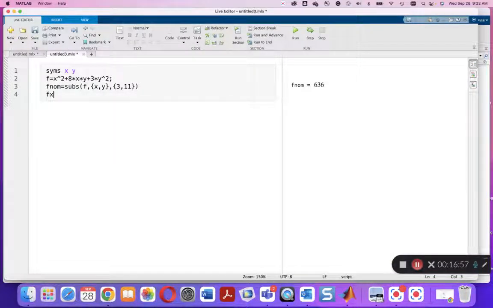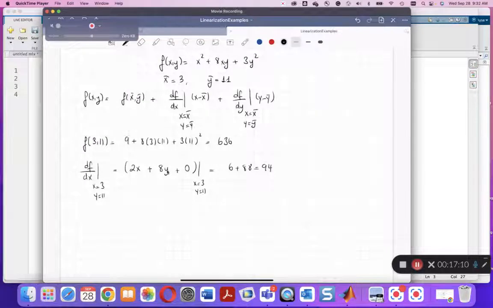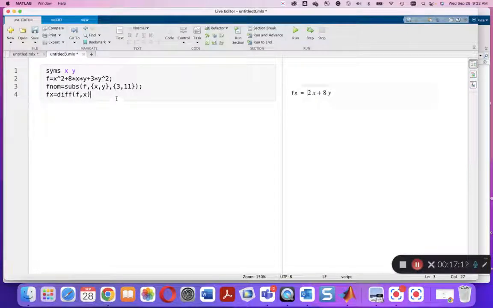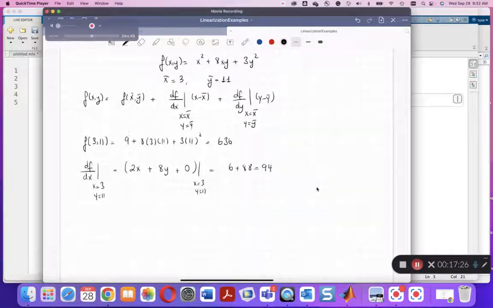Now remember, I'm trying to take the derivative first with respect to x, the original function with respect to x. I don't need to print this anymore. So the derivative is 2x plus 8y. And now let's continue with the substitution. So I will say fx nominal is equal to, in fx, and here are my values, not 6 and 11, but 3 and 11. Go ahead and confirm your solution, which looks correct.